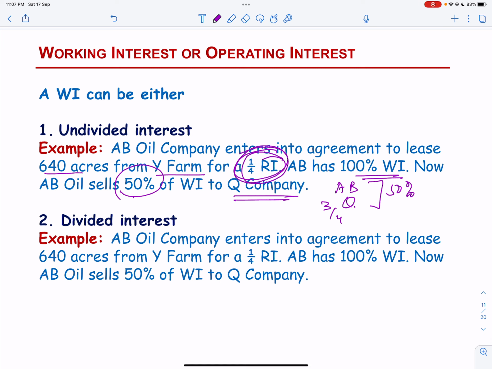A working interest can be a divided interest as well. And this exists when specific parties own specific acreage, minerals, or equipment. Like suppose AB Oil Company enters into an agreement to lease 640 acres from Y Farm for one-fourth royalty interest. AB has 100% working interest. Now AB Oil Company sells 50% of working interest to Q Company.